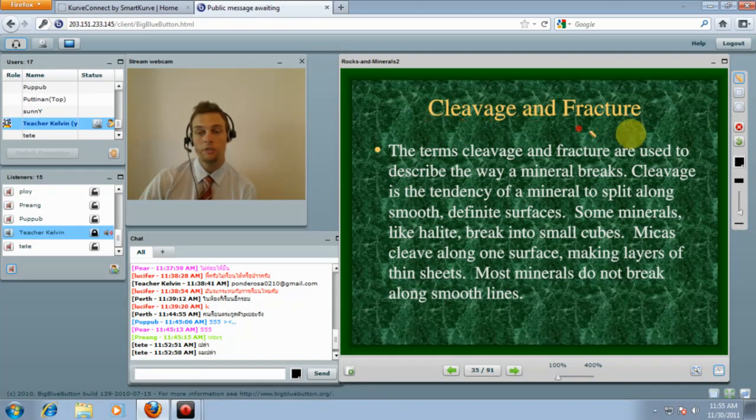Okay, so cleavage and fracture. This just means if you break the rock, how will it break?